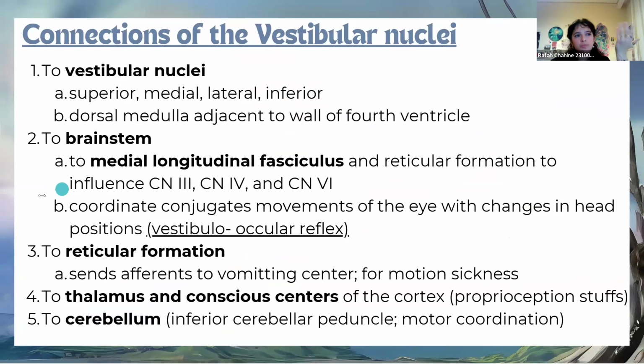Okay. It can also go to the brainstem. That will happen through the medial longitudinal fasciculus and the reticular formation. The medial longitudinal fasciculus is important, especially for cranial nerve number 3, if I'm not wrong. I think this needs to be confirmed. Just confirm it and make sure that I'm not wrong. But basically, the reason that it will go to the brainstem in general is that it wants to influence cranial nerve number 3, number 4, and number 6. Why? This is where the vestibulo-ocular reflex comes into play.